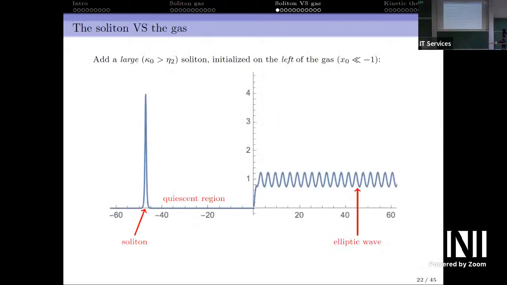So now what happens if we add a big soliton over here? We initialize the soliton on the far left, so that it's not interacting with the gas just yet. First of all, we initialize it very big so that it's faster, and it's going to catch up with the gas. Then we want to see what happens. What's the interaction? What does the whole solution look like? So this is the initial profile.